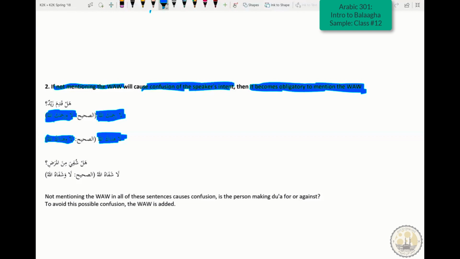Okay? So to avoid that ghumud, to avoid that this phrase is mubhama, you would say La wa shafahullah. Okay? This is when the wow would be added. All right? Not mentioning the wow in all of these sentences causes confusion, okay, when you write it. But obviously, is the person making dua for or against? You're not sure, okay? To avoid this possible confusion, the wow is added for clarity, okay?